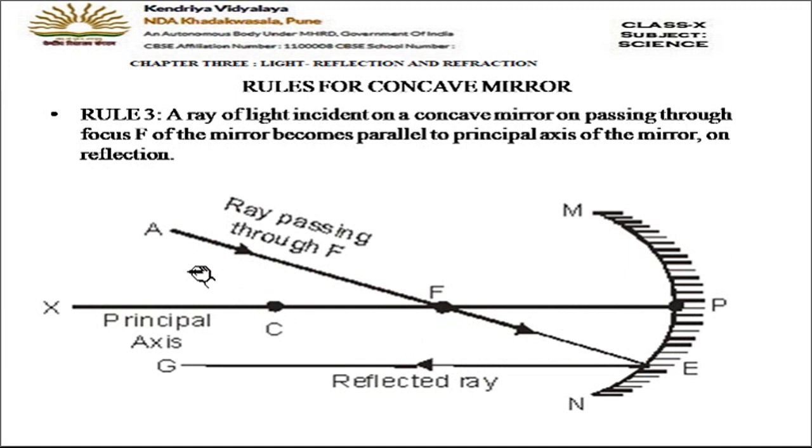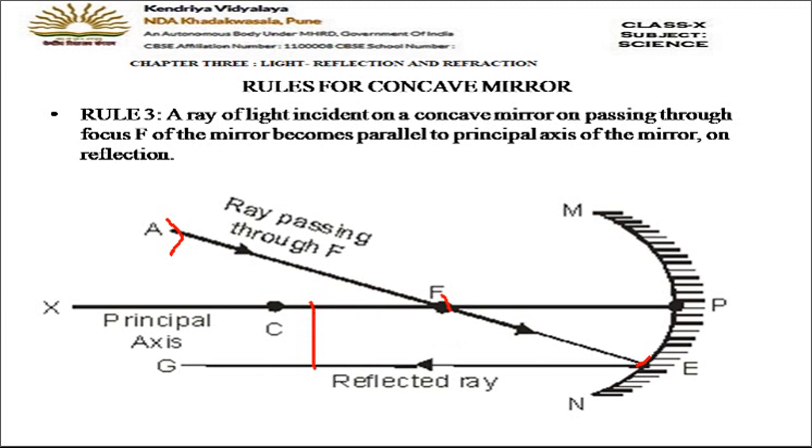Okay, let's see now rule number 3. Whenever a ray of light which is incident on a concave mirror passes through the focus point, now you can see here this is the incident ray which is moving towards this point F. So when it strikes the mirror here, it gets reflected and then it becomes parallel to the principal axis. A ray of light passing through the F, when it strikes the mirror, after reflection becomes parallel to the principal axis. This is rule number 3.